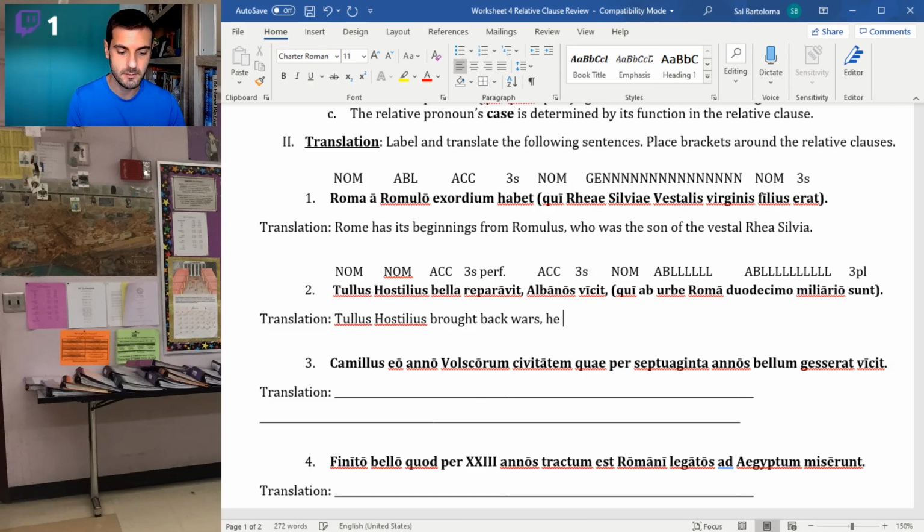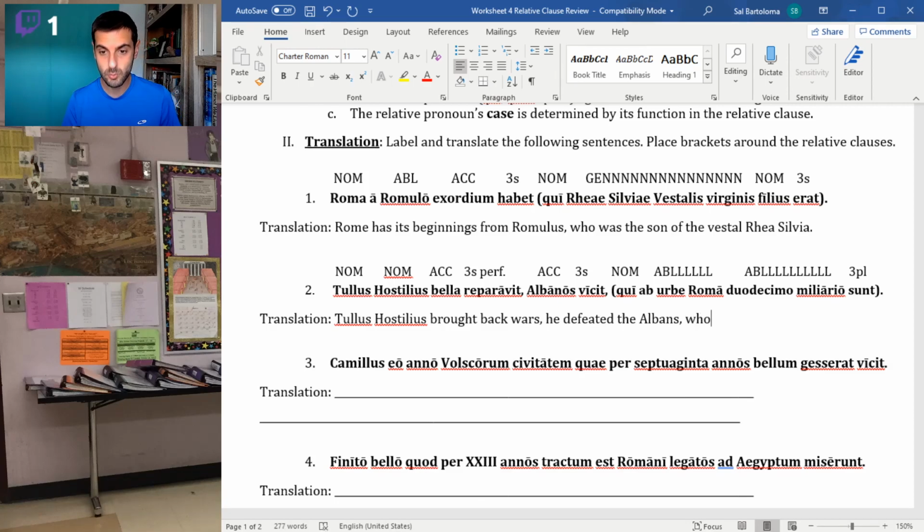Albanos vicit, he defeated the Albans. That was the sort of sister city of Rome. It's actually where Romulus and Remus came from. They were from Alba Longa. They weren't from Rome because there was no Rome. So he defeated those people. He defeated the Albans. Qui, we're talking about the Albans.